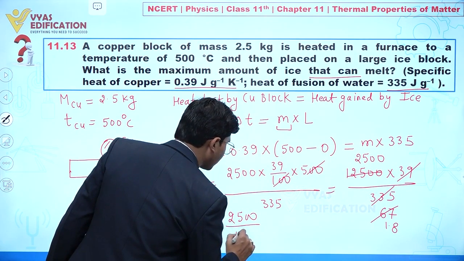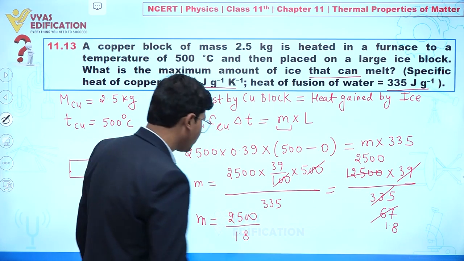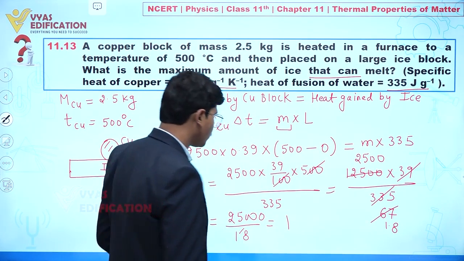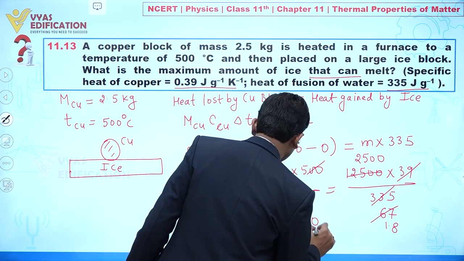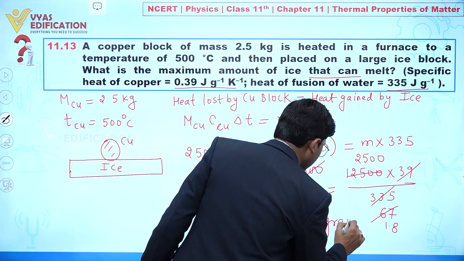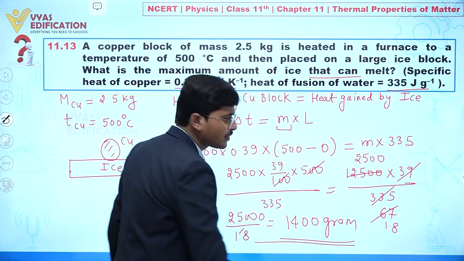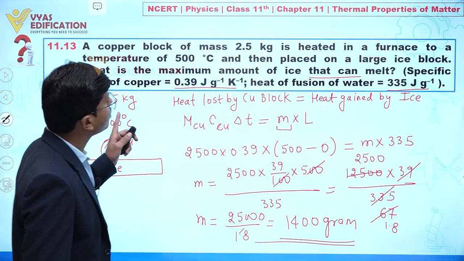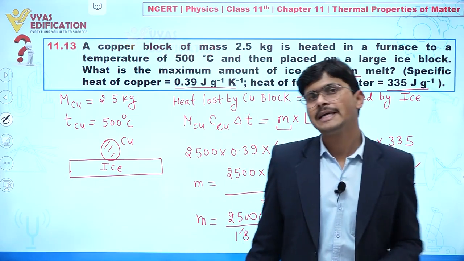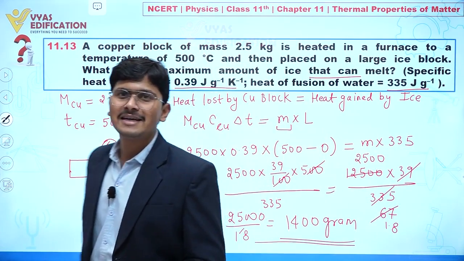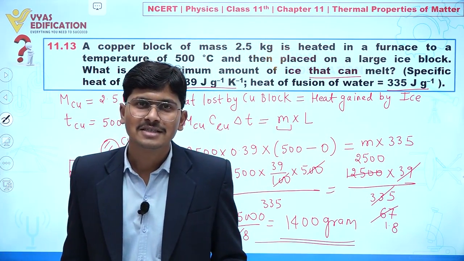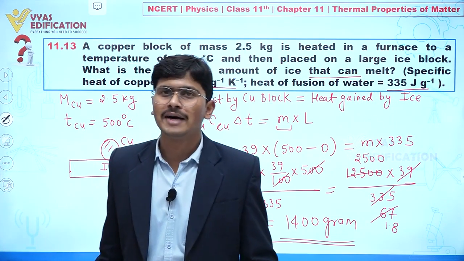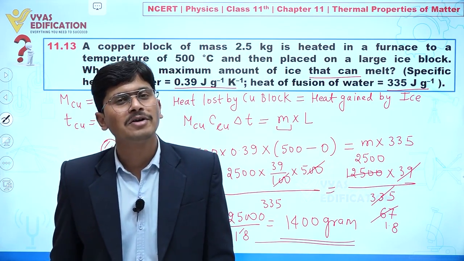So from here this mass is given by 2500 divided by 1.8. Clear? So from here we can write like this. We have 7 left. So near about 1400 gram. Near about. Clear? Yes or no? So this is the amount of ice that can be melted by this copper block initially at a temperature of 500 degrees Celsius and finally coming to a temperature of 0 degrees Celsius. So almost 1.4 kilogram or 1400 gram of ice melted. Clear? So this is all about this question.